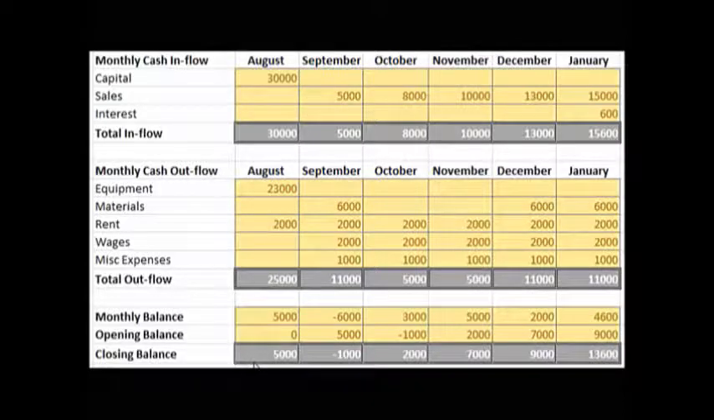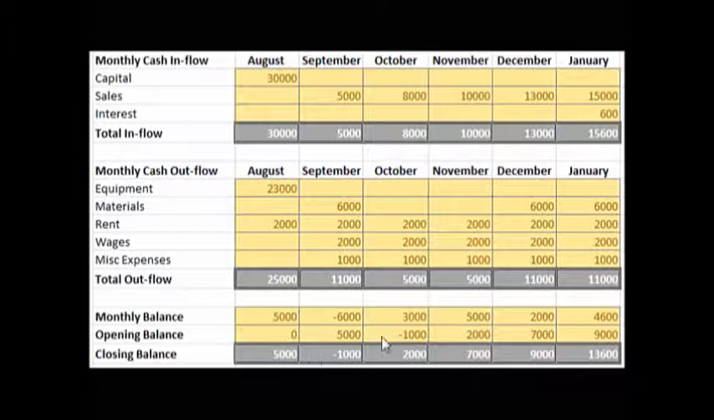So our closing balance for each month is calculated by taking the opening balance and adding the monthly balance. So for August, at the bottom we have 0 opening balance, add 5,000 monthly balance, give the closing balance of 5,000. September, the opening balance is £5,000, add minus £6,000, gives a closing balance of minus £1,000. So this means for the month of September, our bank account has gone overdrawn £1,000. So this may mean we are unable to pay some of our bills and may need to dip into our overdraft in order to pay our suppliers.